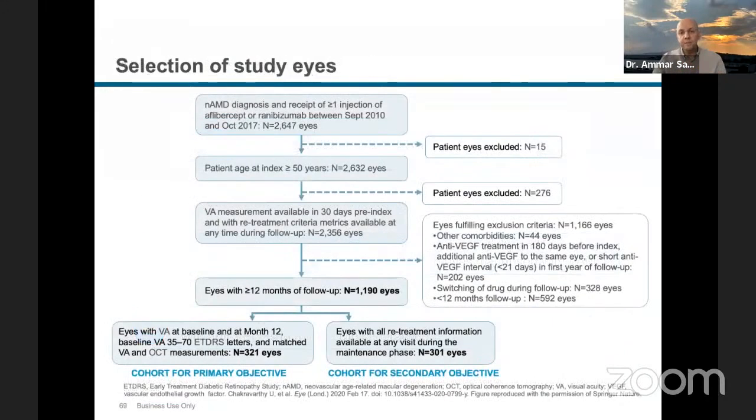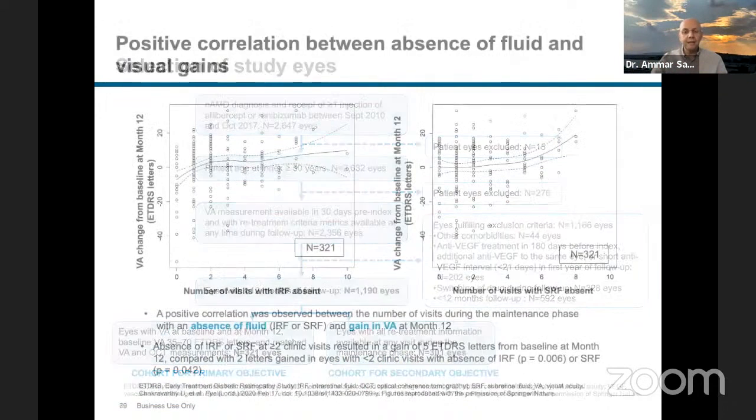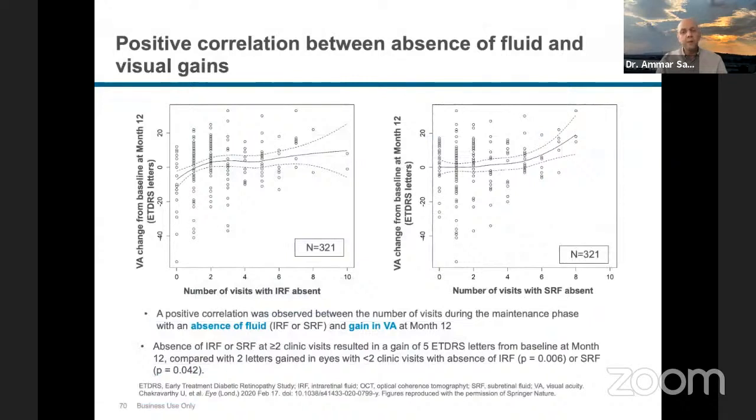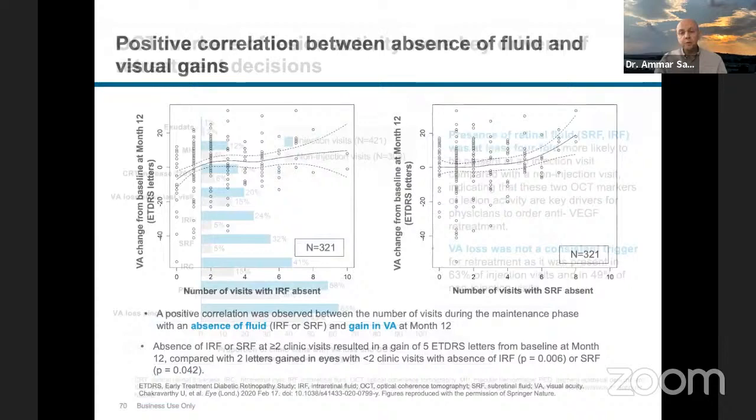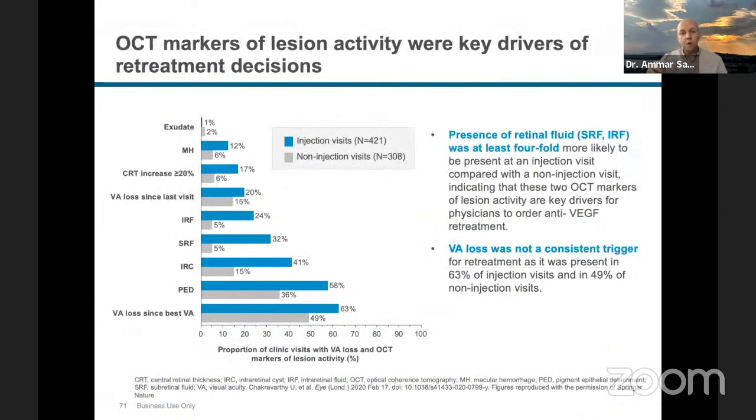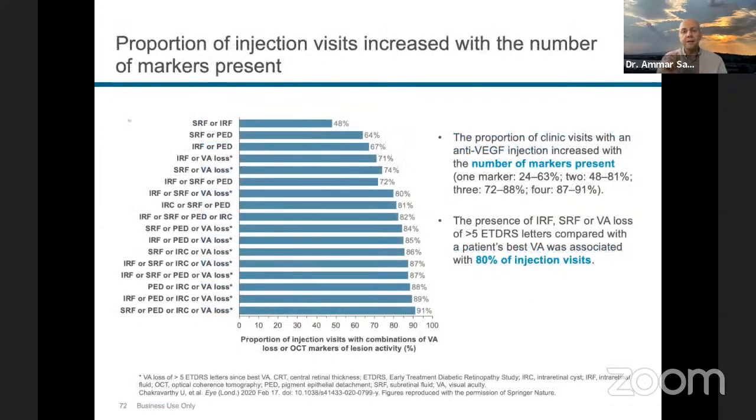So after looking at these patients and making exclusions to improve the quality of the study, they looked at these questions. And sure enough, there was a positive correlation between the absence of fluid on the OCT and the potential visual gains. And also, doctors were more likely to depend on the OCT markers to make the decision on retreatment as opposed to depending on the visual acuity fluctuations. And the study shows that the main thing they looked at is the intraretinal and subretinal fluid a lot more than the PED fluid.